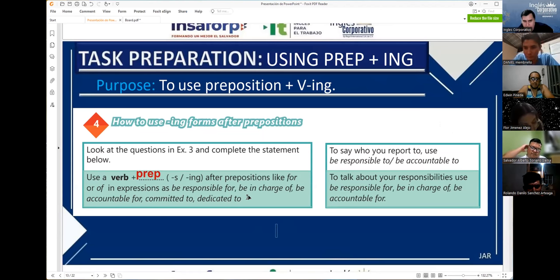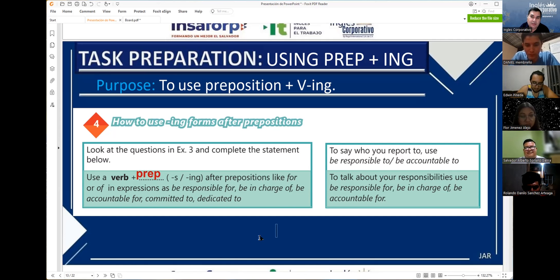Be responsible for, be in charge of, be accountable for, be committed to, be dedicated to. Committed, comprometido con. Dedicated to, dedicado a. Accountable for, responsable por. Accountable es que va a dar explicación. Si algo falta, a él le cayó el ácido. He's accountable for the money. Él explica lo que pasó con el dinero.